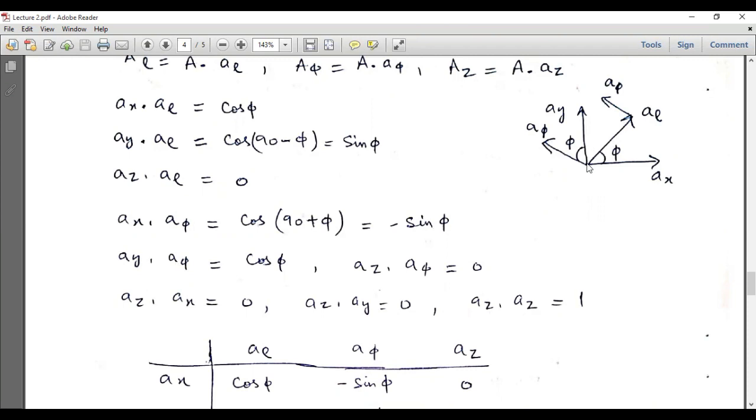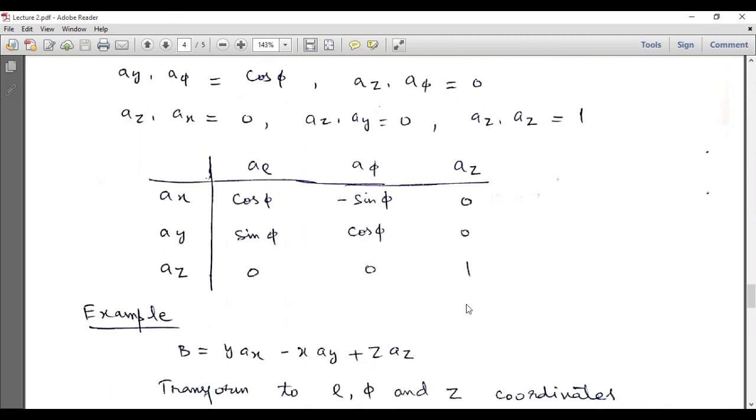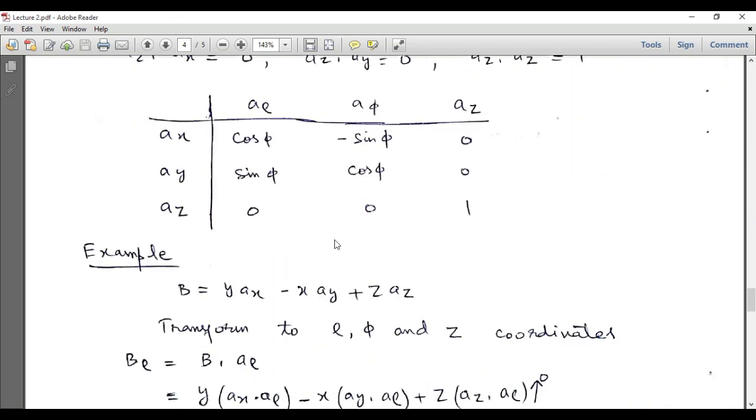Similarly, ay dot a phi, this is ay, this is a phi. So the angle between them is phi, and it is equal to cos phi. And az dot a phi will be equal to 0. Similarly, az dot ax will be equal to 0. Az dot ay will also be equal to 0, and az dot az will be equal to 1. So in summary, we can write down the dot product of all the unit vectors with each other, and they can be represented in the form of tables.